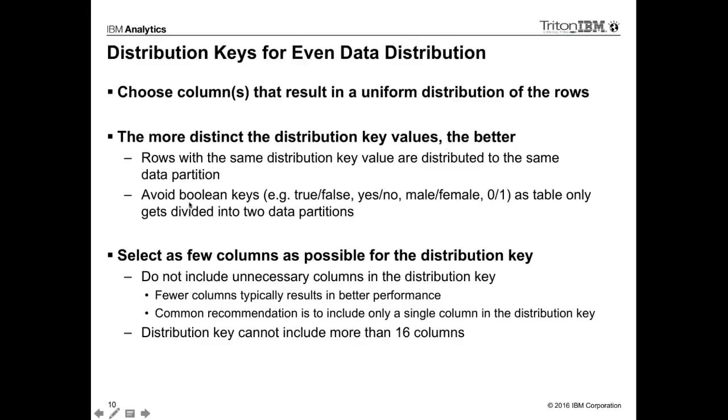Okay, so I got a couple things. Choose columns that result in uniform distribution. The more distinct the distribution keys, the better. That makes sense. Try to avoid keys that are very small cardinality: true, false, yes, no, male, female, right?